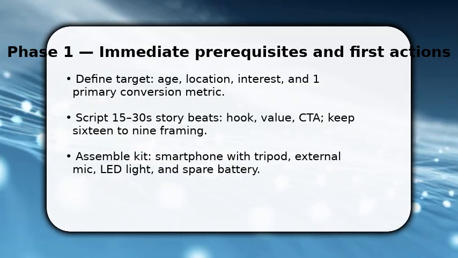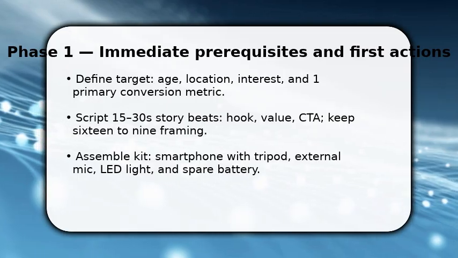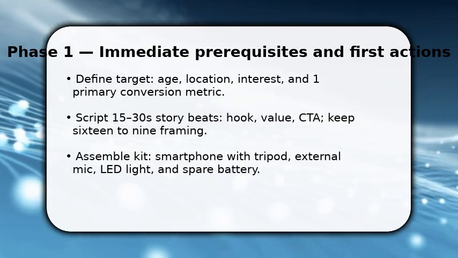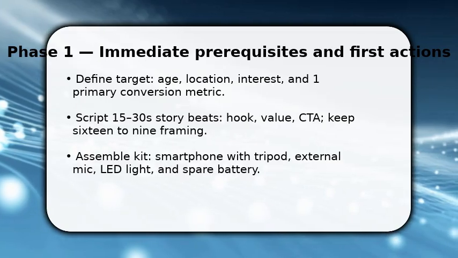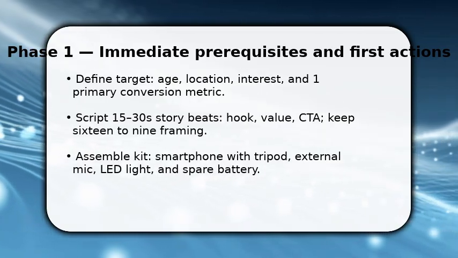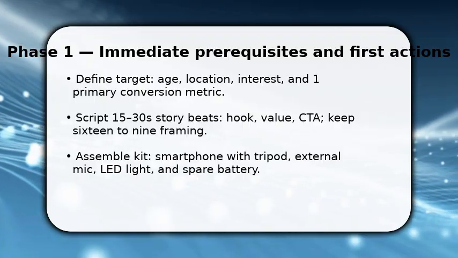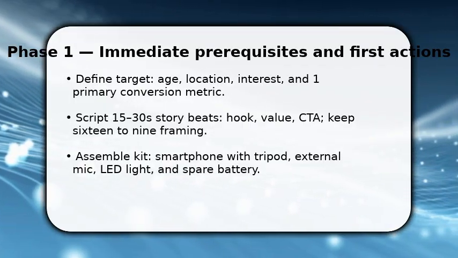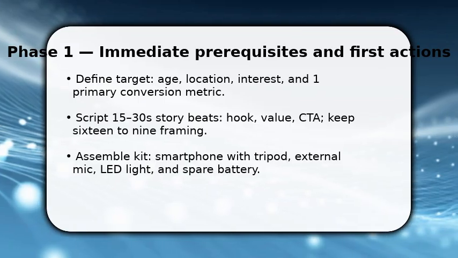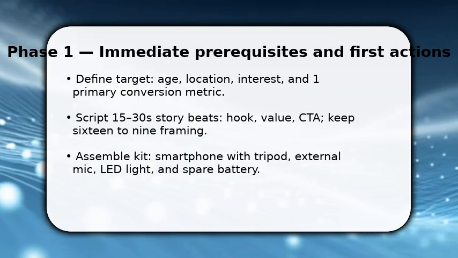Next, set your shot. Use a tripod, external mic, and soft LED to ensure consistent audio and lighting. Then prepare assets, logo, 3 product shots, and captions. Make sure to test a 10-second clip for audio levels and framing. If it reads poorly, fix mic placement before moving on to full takes.